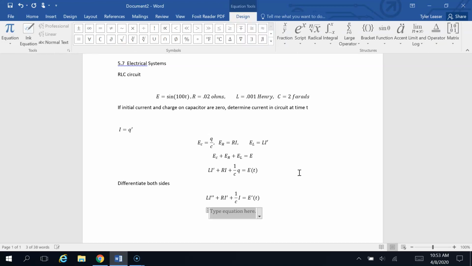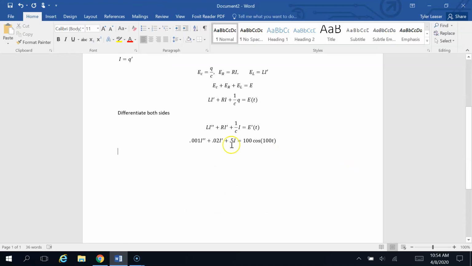All right, and if we plug in all of our given conditions, we're going to get this. So the inductance, 0.001 I double prime, plus the resistance, 0.02 I prime, plus 1 over C, which is going to be 1/2. I'll just leave this as a decimal, so 0.5 times I, and that's going to be equal to the derivative of the incoming voltage, which is the derivative of sine 100t, which is going to be 100 cosine 100t.